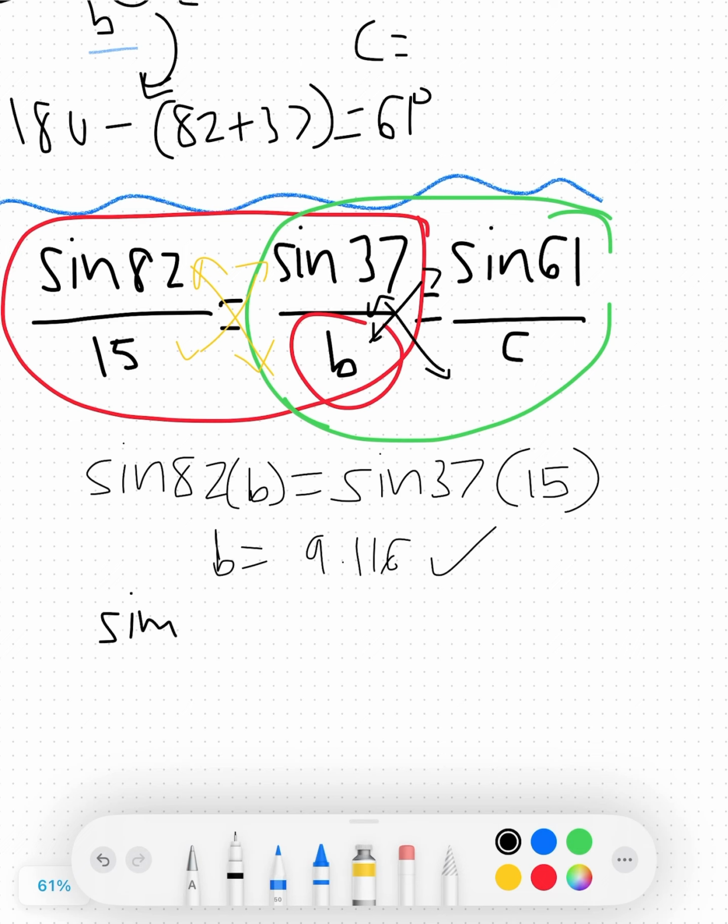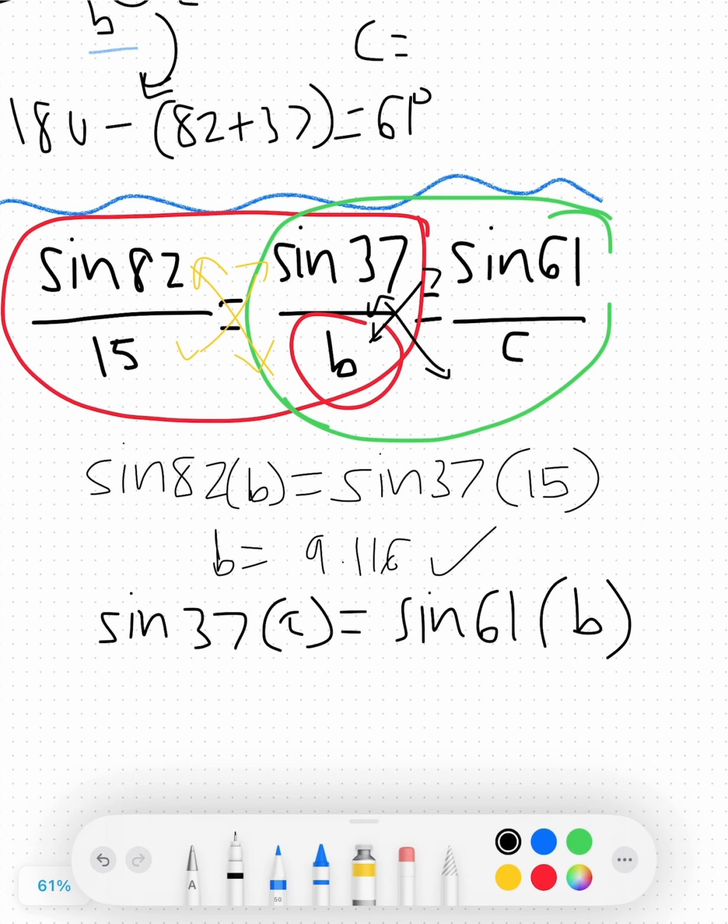So let's do some cross multiplying here. Sine of 82, sorry, wrote that again, times c equals sine of 61 times b. We now know that b is 9.116. Then we get that c is equal to 13.248. So now we've solved for c.